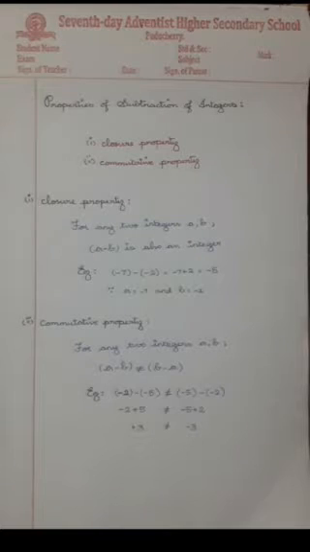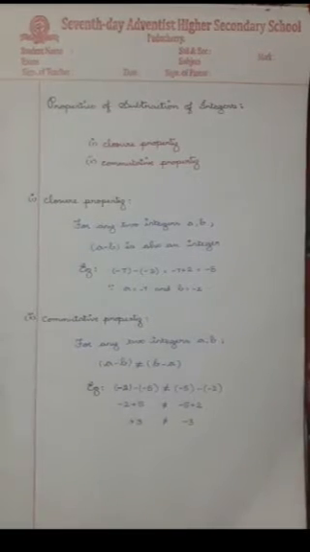Okay, fine. Also, it shows that changing the order of integers in subtraction will not give the same value. Hence, the commutative property does not hold for subtraction of integers.